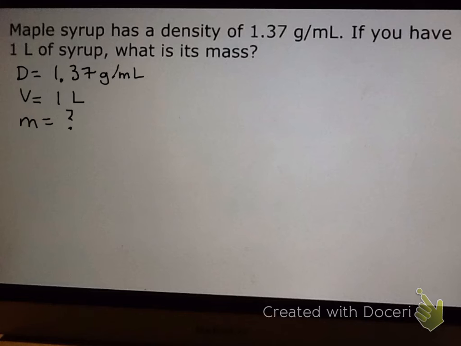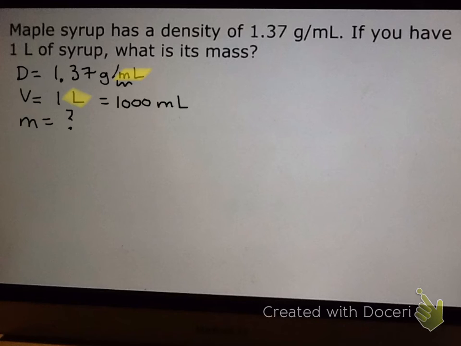We need to look at the units here. Our density is grams per milliliter, but our volume is in liters. We need to make sure we have the same units on both. So we have milliliters in our density and liters in our volume. The easiest thing is to convert from liters into milliliters for our volume. Now, because milliliters has milli as its prefix, we know that there's 1,000 milliliters in a liter. So 1 liter is equal to 1,000 milliliters.